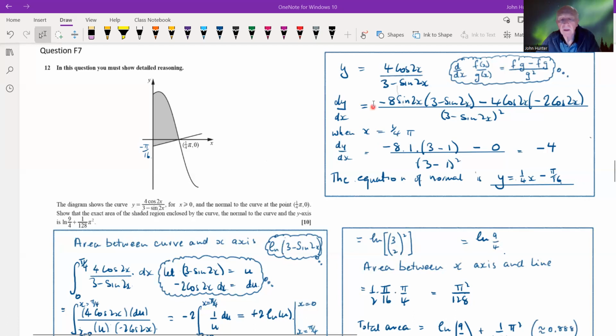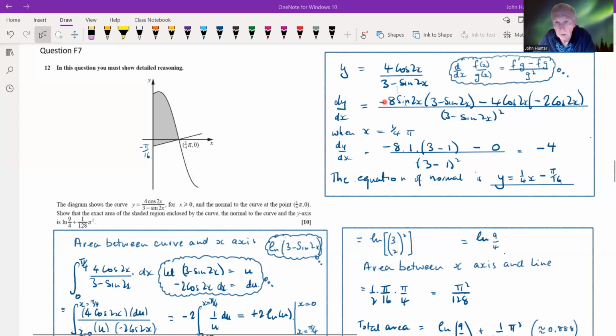So let's find the gradient of the curve at this point. So here's our function, and what we're going to do here is use the quotient rule for differentiation, which, just a reminder, the derivative of f of x divided by g of x, this is your f, this is your g, is equal to f prime, which is the derivative of f, times g, minus f times the derivative of g, all divided by g squared. Okay, so let's go through that.